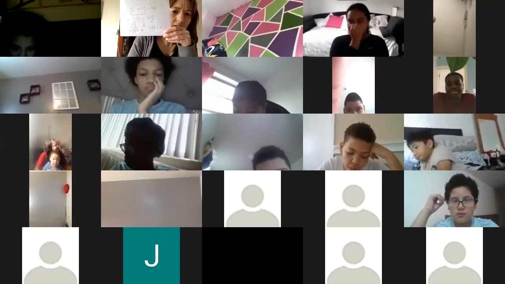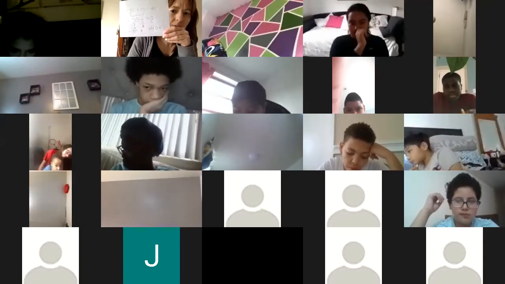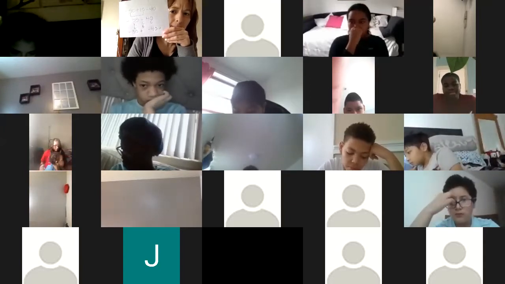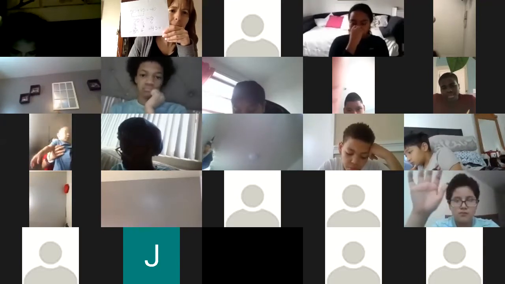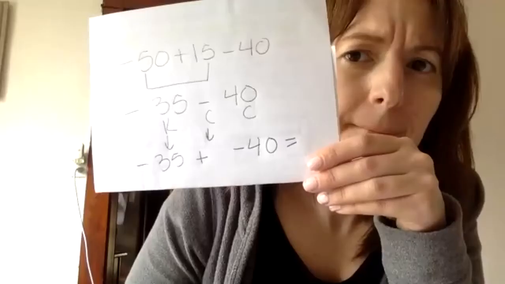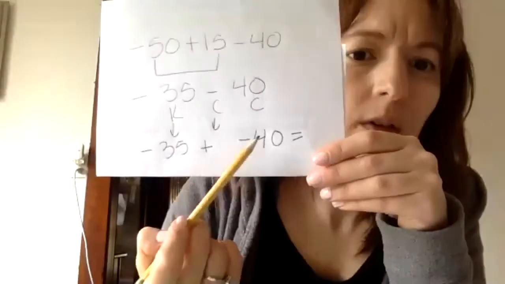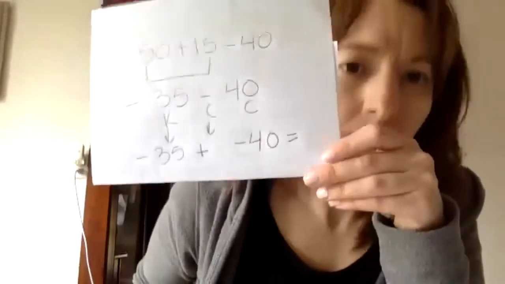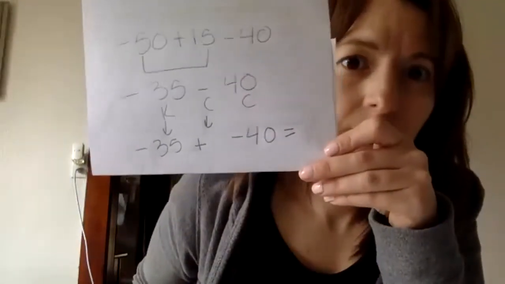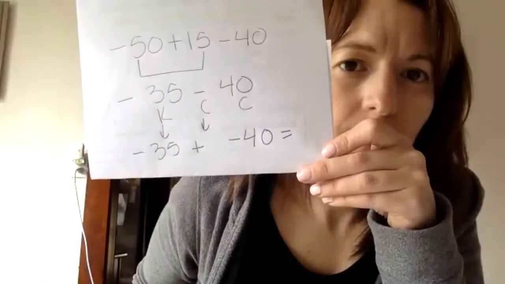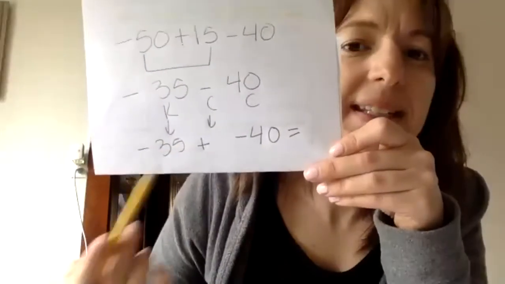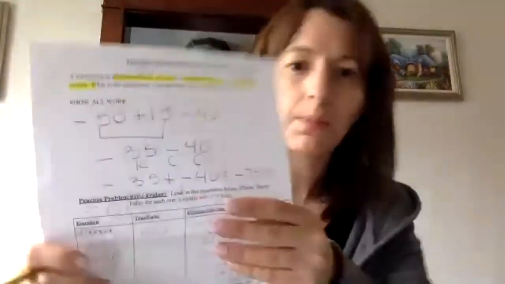It's 75, Miss Canela. What kind of 75, Ibrahima? Negative 75. How'd you get that? Because I added 35 plus 40. I added negative 35 plus negative 40, and I got 75. And you kept the signs because they're the same, right? Same signs you add. Beautiful. Yes. So this is what number 1 should look like.